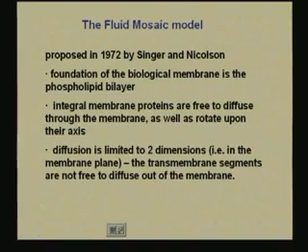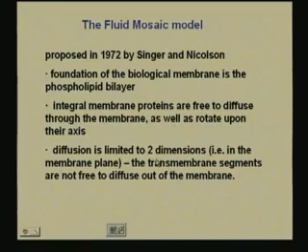So what is the fluid mosaic model? The basic foundation is the phospholipid bilayer. The integral membrane proteins are free to diffuse through the membrane, and they can rotate about their axis. You have the lipid bilayer, you have the hydrocarbon chains sticking out, and the integral membrane protein can rotate because all the surface is hydrophobic in nature. So, it will have a constant favorable interaction. Then the diffusion that you have is limited to 2 dimensions.